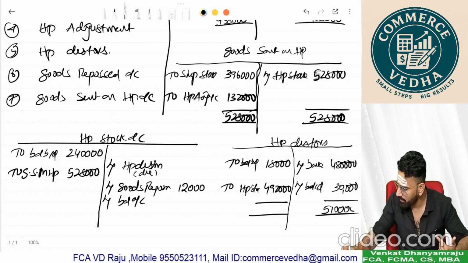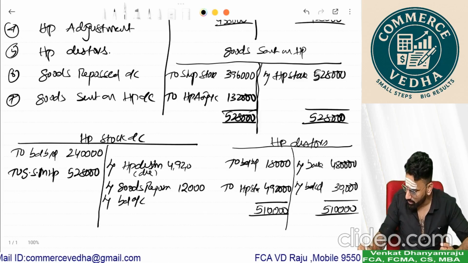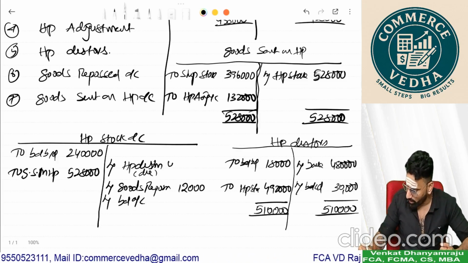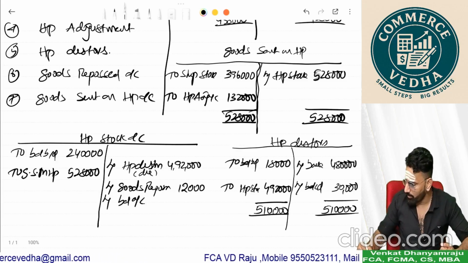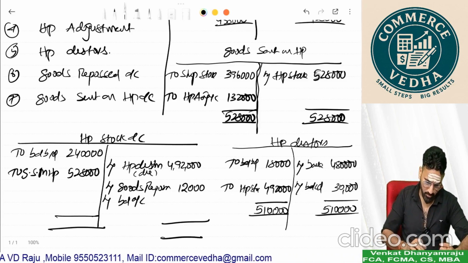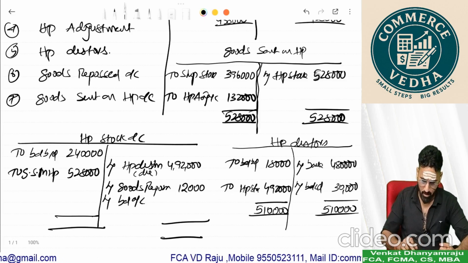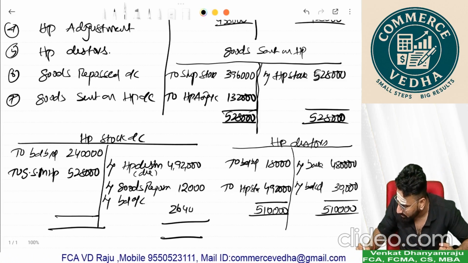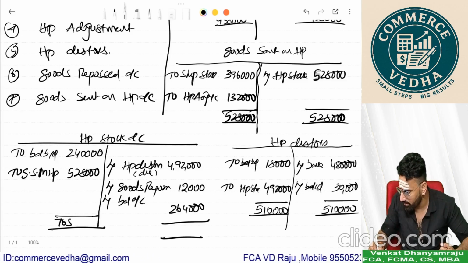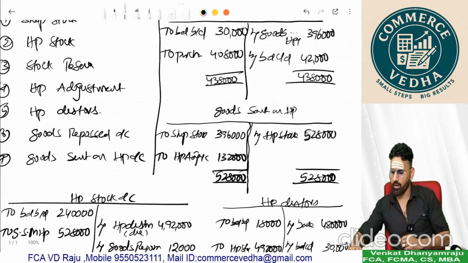4,92,000, 510 and 510. So 4,92,000 and 510. Now I posted this. Now my total is 528 plus 240 minus 492 minus 12, 2,64,000 is my balance. So this is 768. So four accounts I prepared one after one.